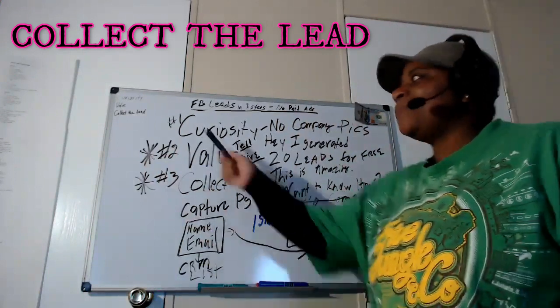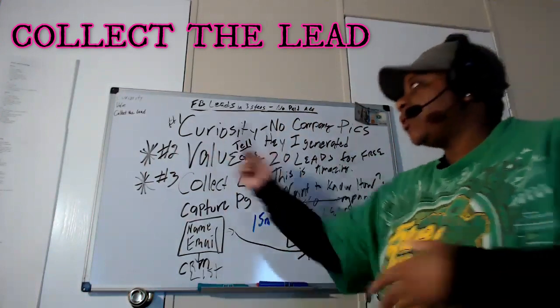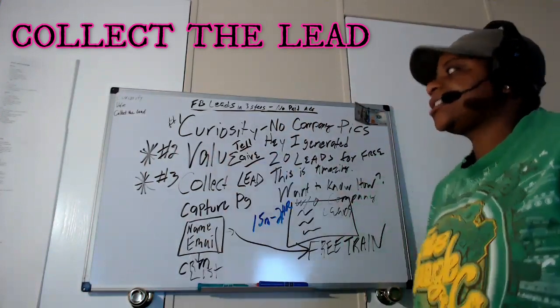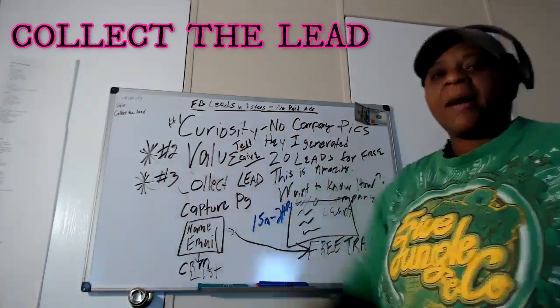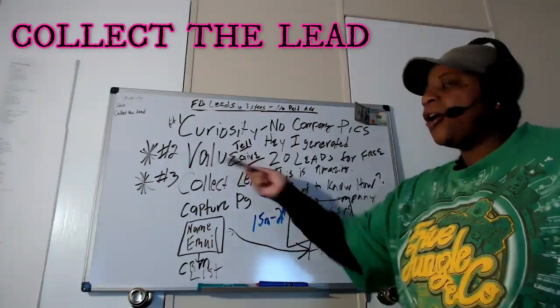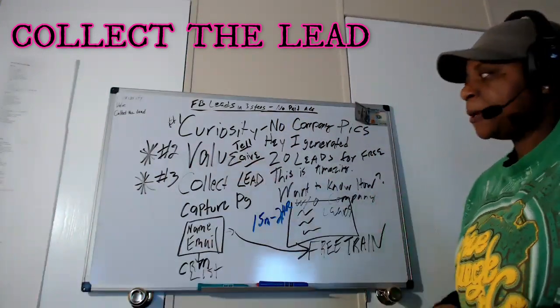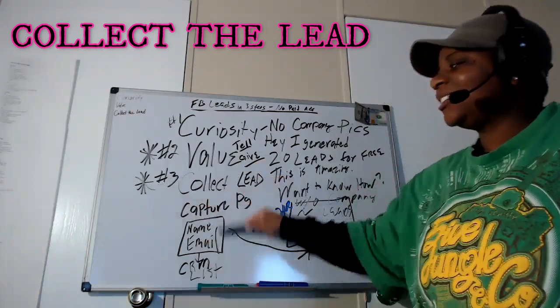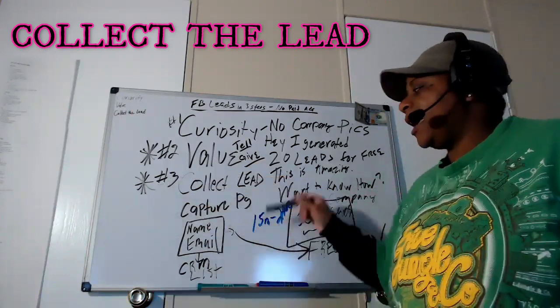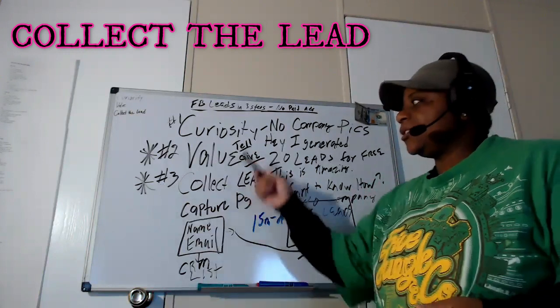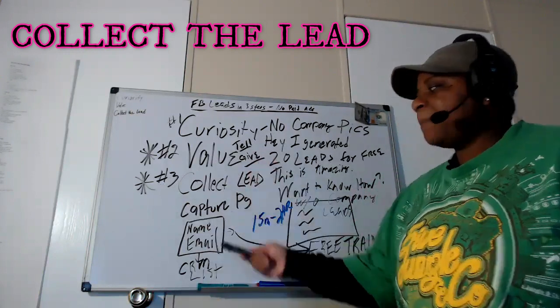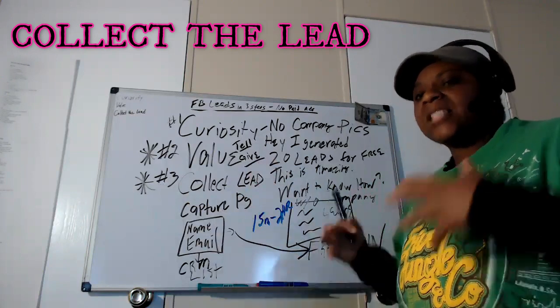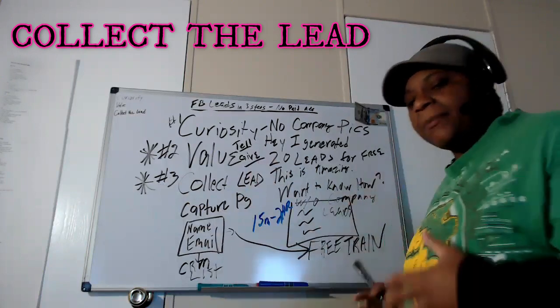So as you see, you may be like, oh D, I know how to do number 1. I'm getting there, but I'm not getting any leads. You're missing number 2 because you don't have the value. You're not giving people actual value. And then number 3, you're not collecting the lead via the capture page when you're giving out that value. You're not being able to collect the lead simultaneously, meaning at the same time.